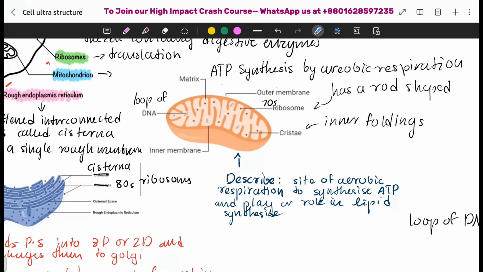So, can anyone tell me what other organelles or structures have 70S ribosomes? Can you give it in the chat box? Chloroplast? Yes, very good. Does anyone else have the same answer or a different answer? Yes, prokaryotic cells. Anything else? Anyone?